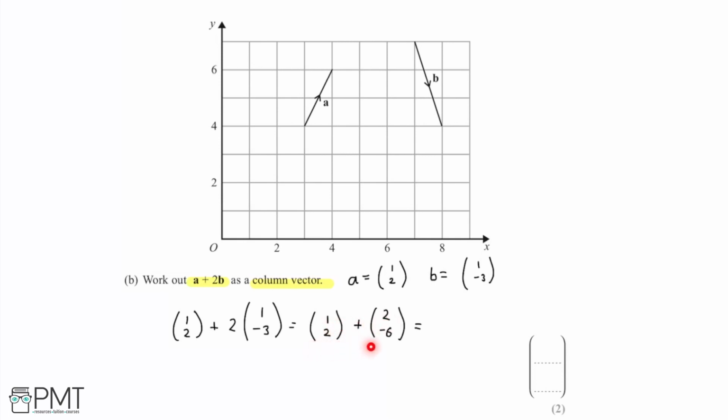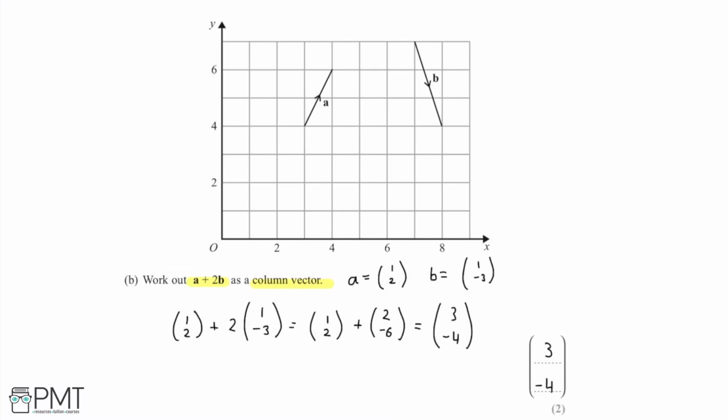And then working with adding column vectors, I can simply add these x values at the top and the y values at the bottom to get this answer. So I have 1 plus 2 gives me 3 at the top. 2 plus -6 is 2 minus 6, so that gives me -4. And that is going to be the correct answer here for the column vector of a plus 2b.